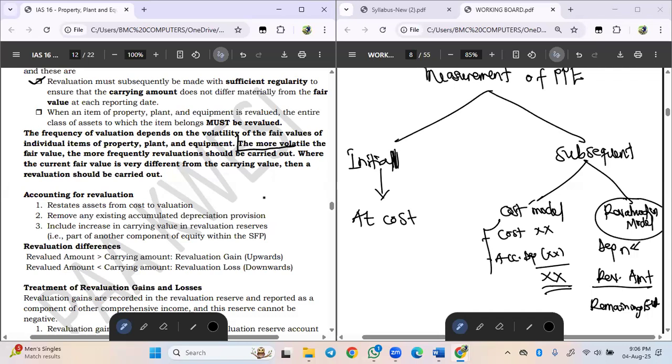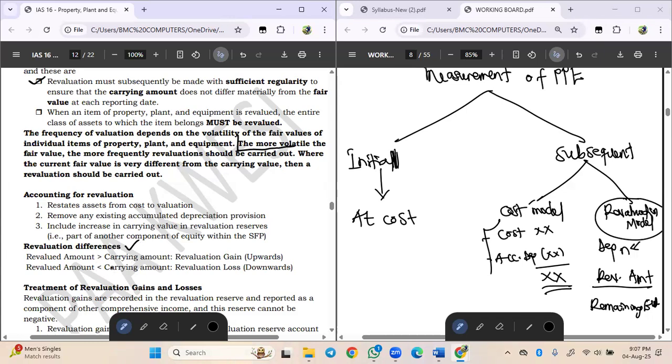Step 2, remove any existing accumulated depreciation provision. So if you were having accumulated depreciation provision for that particular asset, when you perform revaluation, you must remove all. Include increase in carrying value in revaluation reserves. Simply put, it means that you are to include the revaluation gain in the revaluation reserves. And the revaluation differences are here.